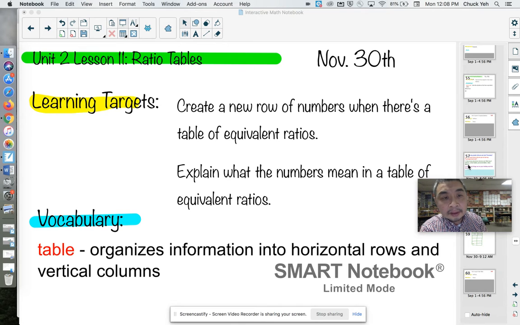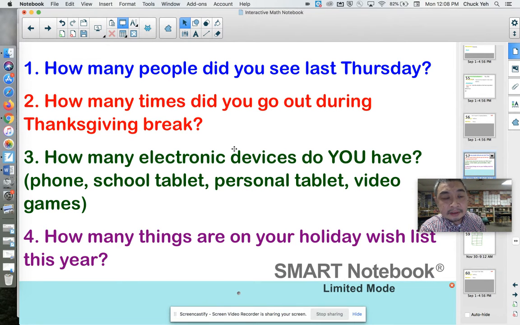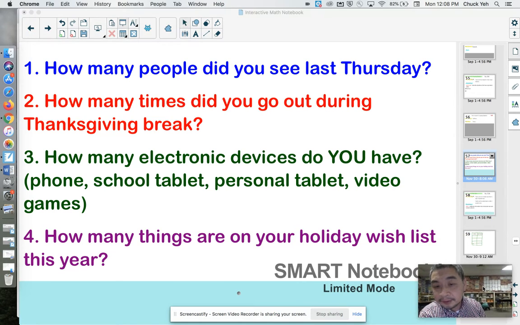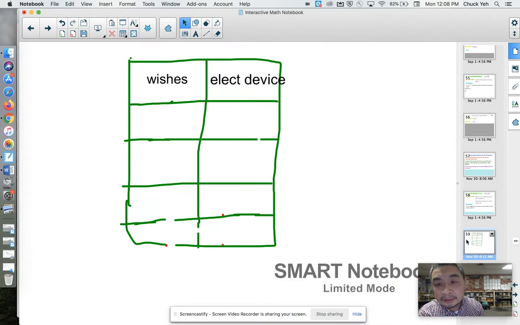So what we did in class in the beginning was I asked these questions to your classmates. How many people did you see last Thursday on Thanksgiving? How many times did you go out during Thanksgiving break, and so on? So they came up with some numbers. One of the tables that we're going to do, we're going to put in our notebook underneath the vocabulary word. So how many wishes and electronic devices did you have?